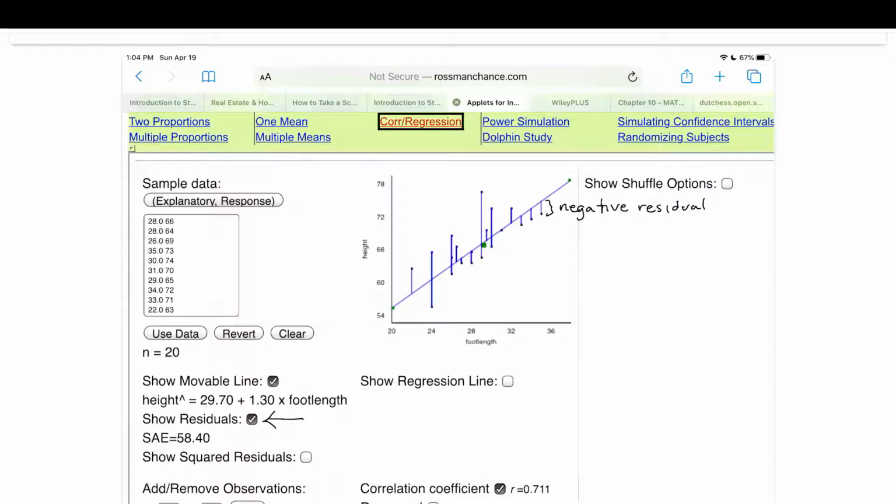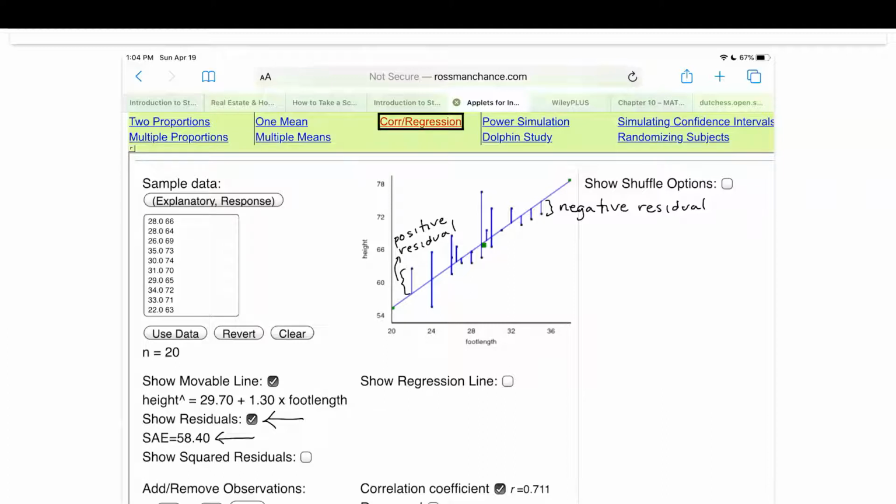When I take the observed point, which is underneath the line, and I subtract, so I take the y value, the y coordinate, the height for that, minus the height on the line, I get a negative value. Over on the left end here, here's a positive residual. So these vertical lines are representing the residuals. So again, it's the distance from the point to the line that is the residual. And if the point is above the line, the residual is positive. If the point is below the line, the residual is negative.